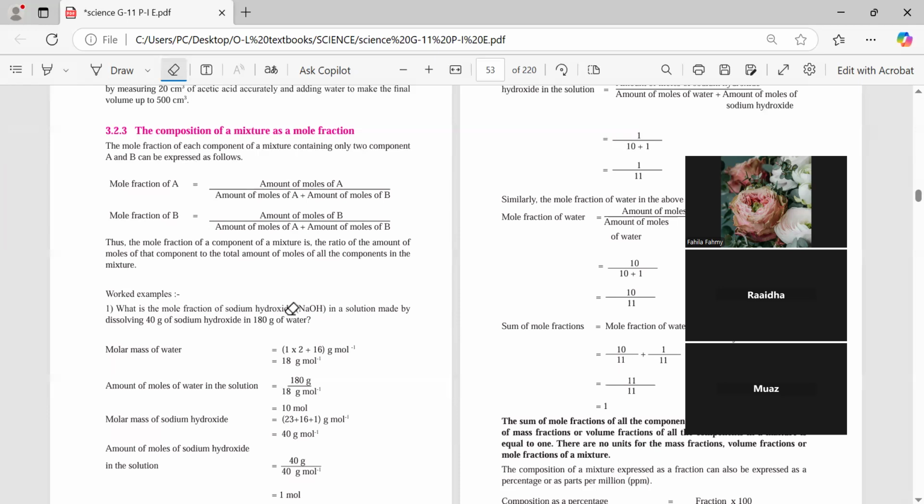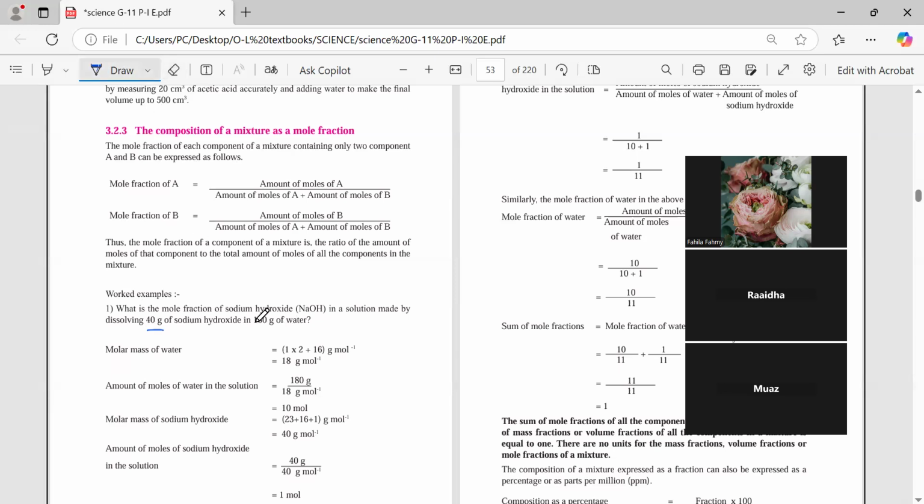What is the mole fraction of sodium hydroxide in a solution made by dissolving 40 grams of sodium hydroxide in 180 grams of water? Now, first of all, you're supposed to find out how much of mole is present in 40 grams of sodium hydroxide. Do you agree? Yeah. Okay, so over here, what have they given you, Raida?